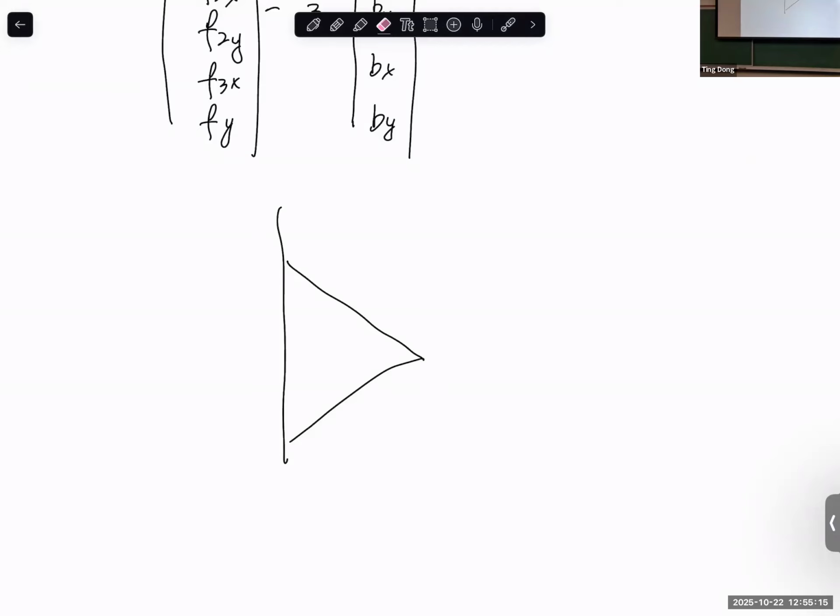So this is the homework, and the boundary condition is that this whole edge is clamped to the wall. Any other question?